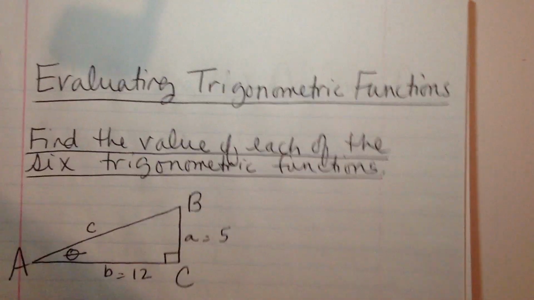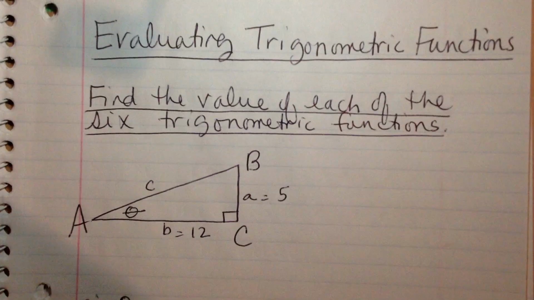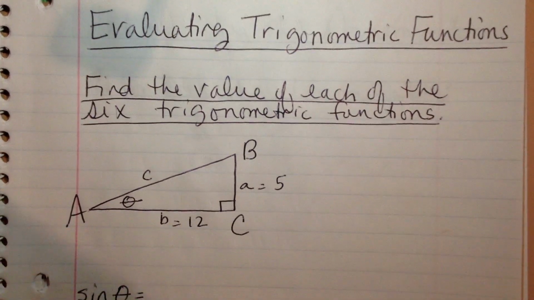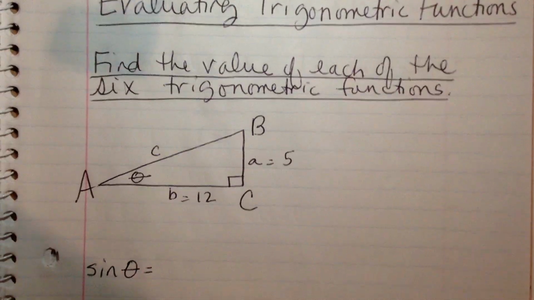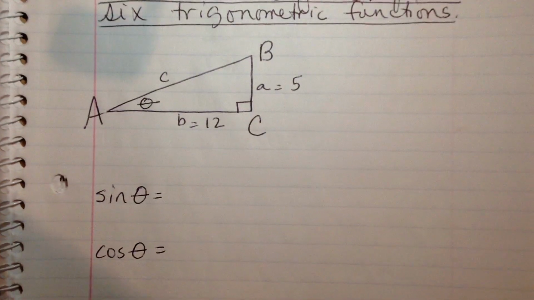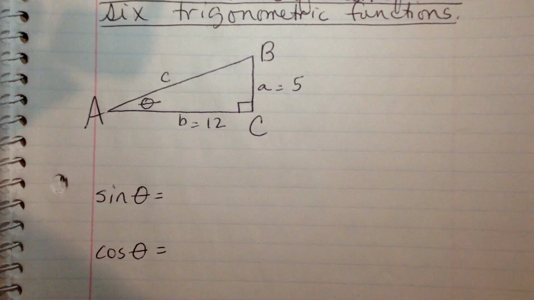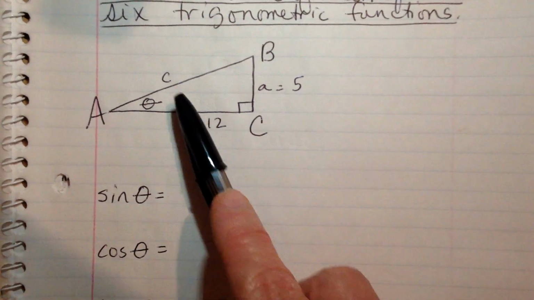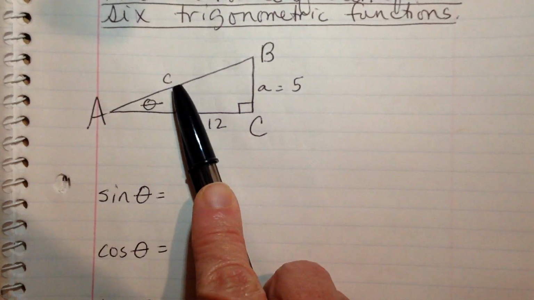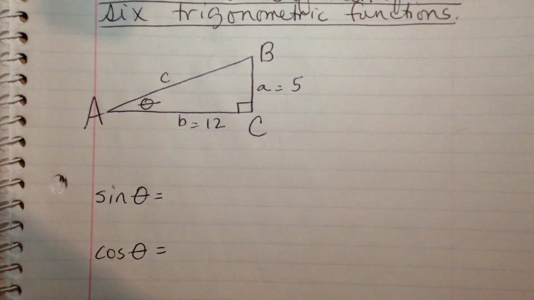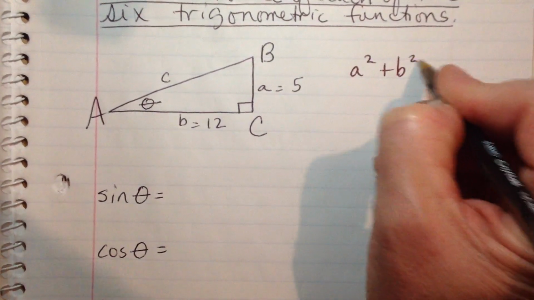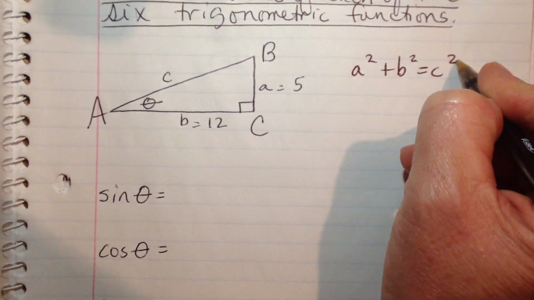So, let's look at this problem here where we're evaluating trigonometric functions. Find the value of each of the 6 trigonometric functions in this triangle. Well, when I look at this triangle, I see that I have the 2 legs, but I don't know the hypotenuse length. So let's use the Pythagorean theorem, which is a squared plus b squared equals c squared.